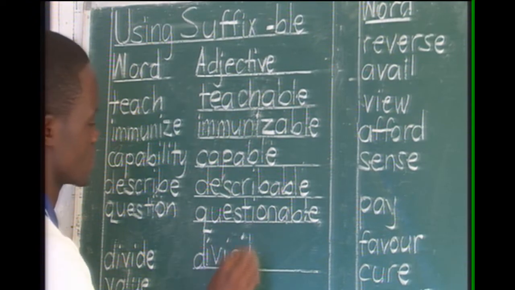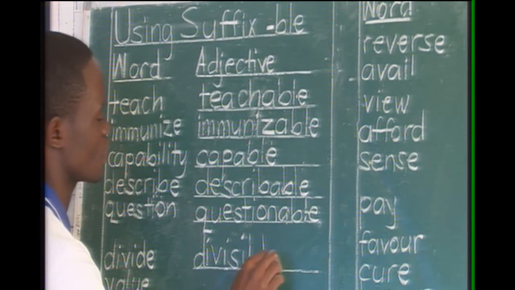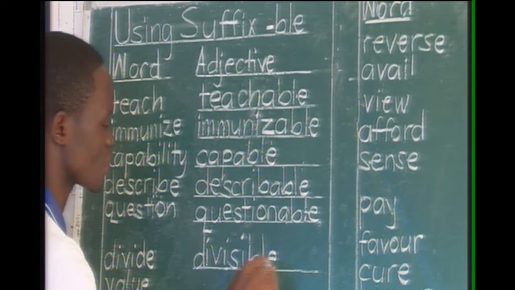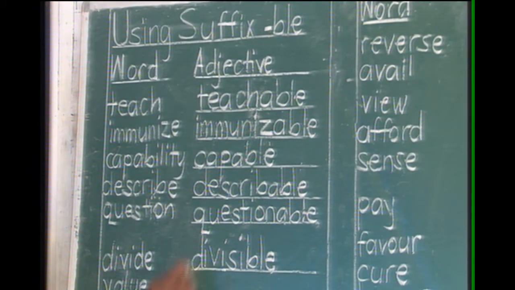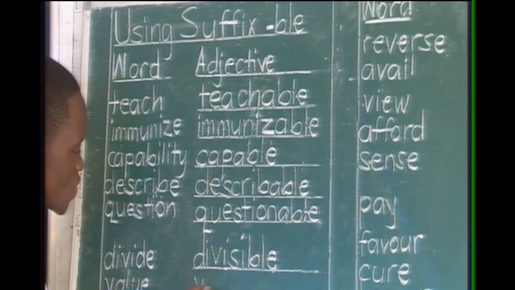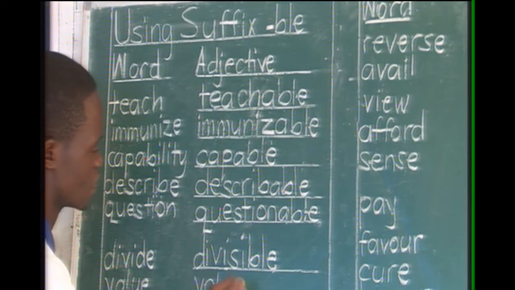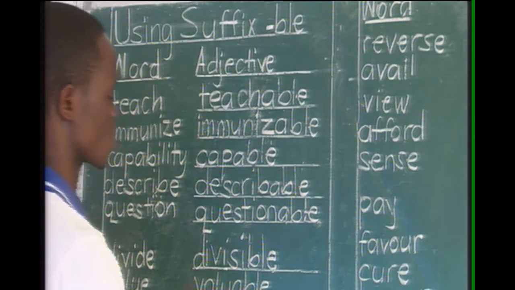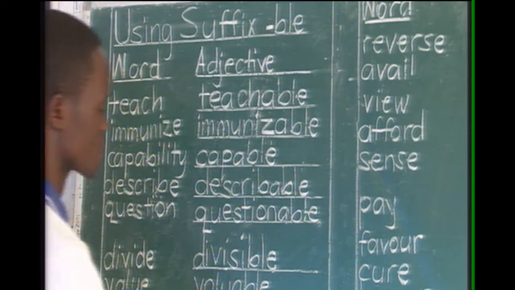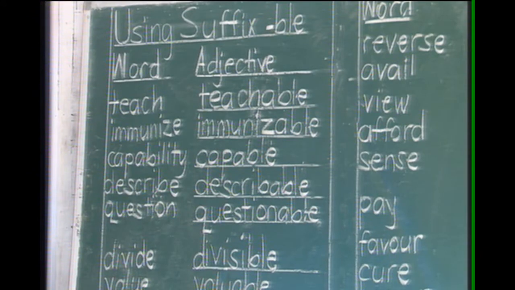Divisible. Not dividable, but divisible. If it is divisible, it can be divided. So divisible items can be divided. Value. The adjective using our suffix BLE is valuable. See what happens to the last E, thrown away completely. Then we add ABLE. Misery.